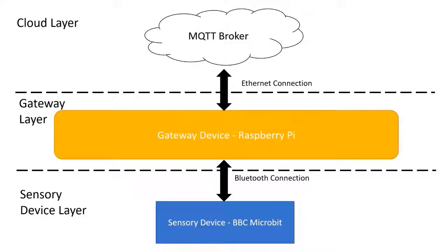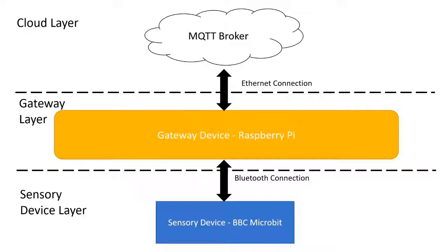The purpose of this assignment is to build this network topology, incorporating a sensory device layer, a gateway layer, and a cloud layer. Our sensory device will be our BBC micro:bit. The function of the sensory device will be to convert real-world analog signals into digital signals using the sensors located on the BBC micro:bit.